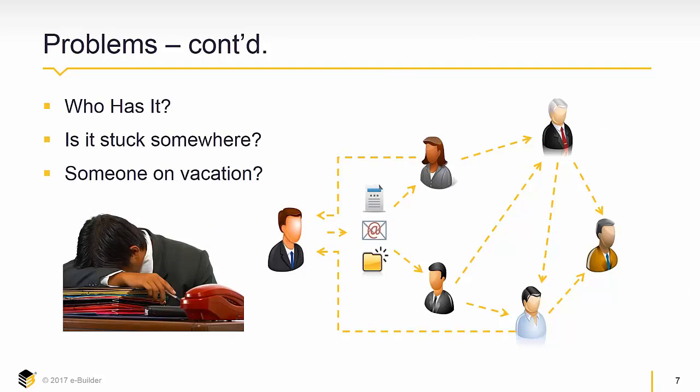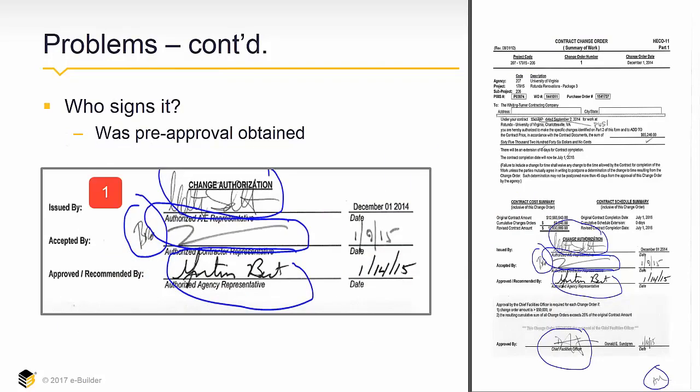Once it's started, who has it? Is it on somebody's desk? Is it in the mail truck between buildings? Is it in somebody's email box? Is it on somebody's server? Is somebody on vacation? You go into a meeting and your boss wants to know where the change order is. "I don't know. I put it in the mail. I don't know where it is." Problem with the paper world.